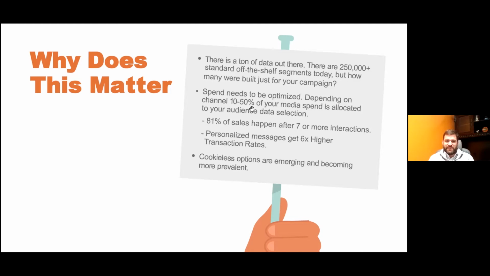Two kind of eye-popping stats are that 87% of sales happen after 7 or more interactions. So while we think that we're paying for one interaction with a relevant audience, really what we need to do is be sure that we have the correct audience, because we're going to need to talk to them several times. Secondly, and why the audience selection does matter versus taking that general population sample, 100 records, is that whenever someone feels like the message is personalized, you're going to get much higher engagement.